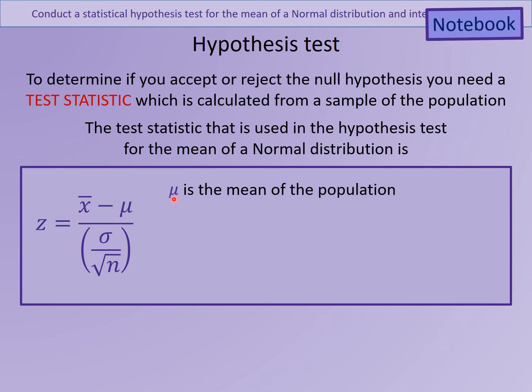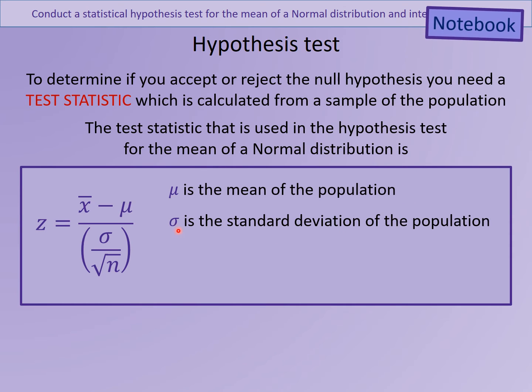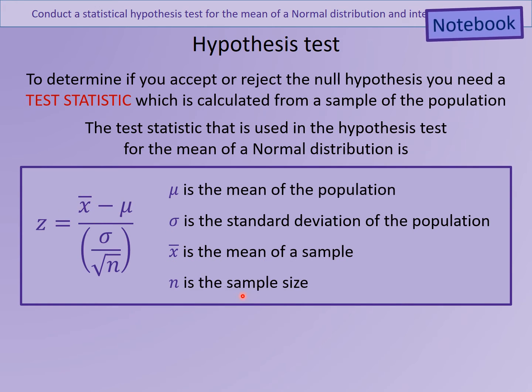Okay, so let's run through that. The mu is the mean of the population, 1080. Sigma is the standard deviation of the population, so that's the 30 minutes. X bar is the mean of your sample. And the final bit is n, the sample size. So the bigger your sample size, the better your approximation. The bigger your sample size, the more you're dividing by.